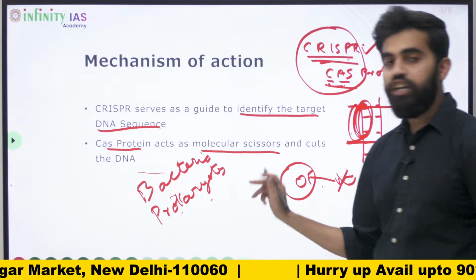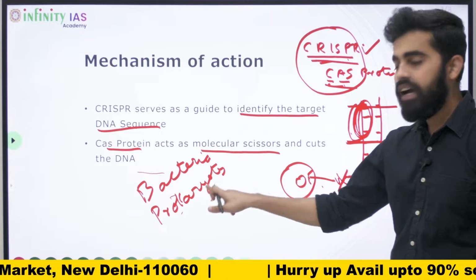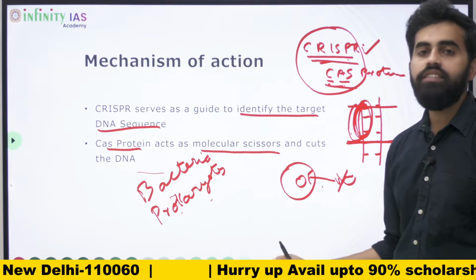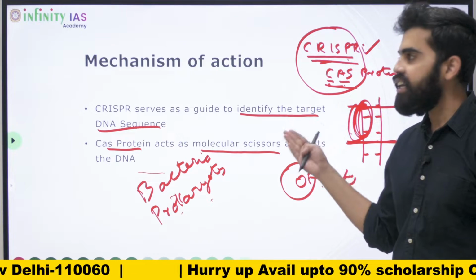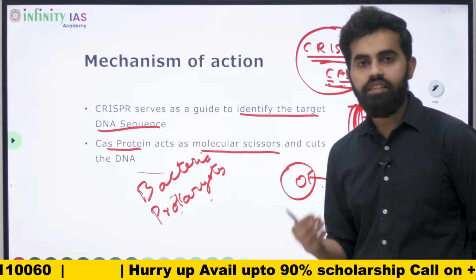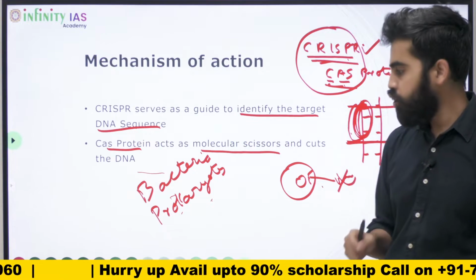So it is the immune system of bacteria and prokaryotes. We have taken this out of these cells and we are using it in laboratories to artificially edit the genes in the animal cells or human cells.